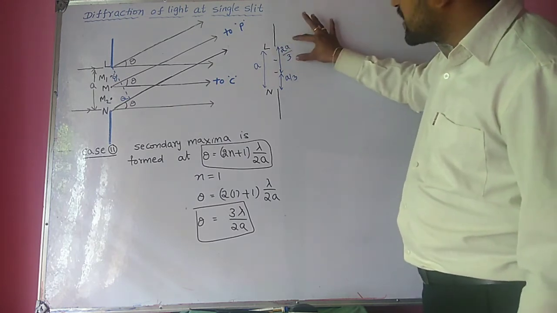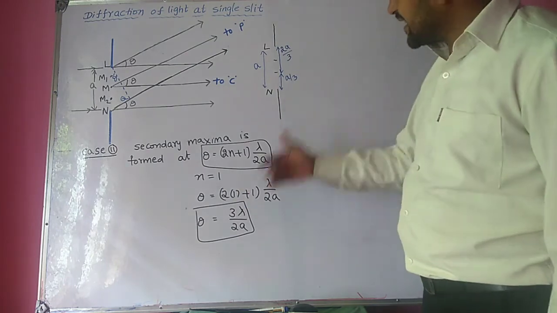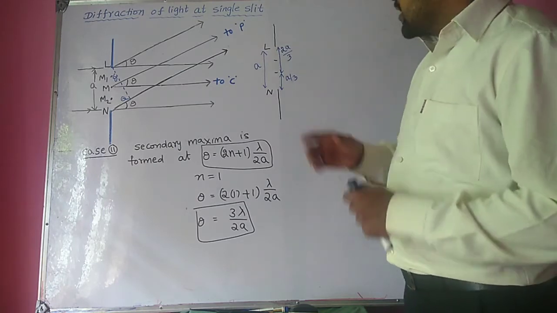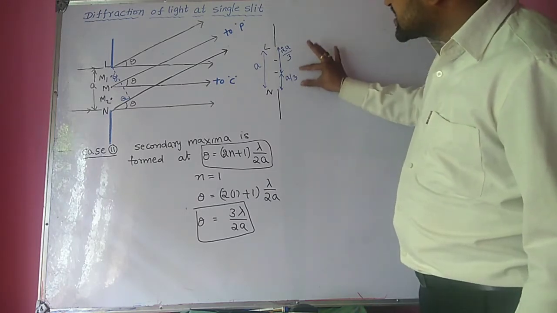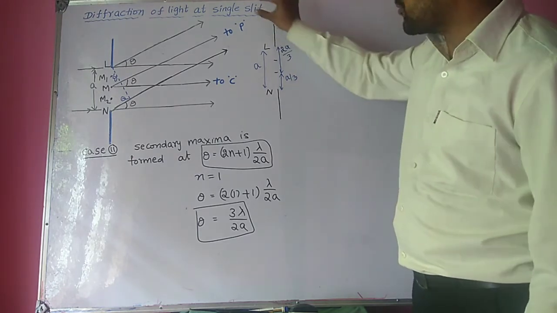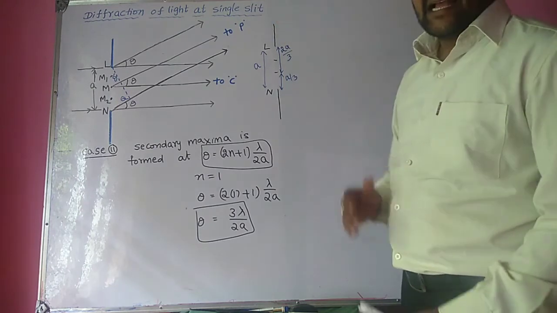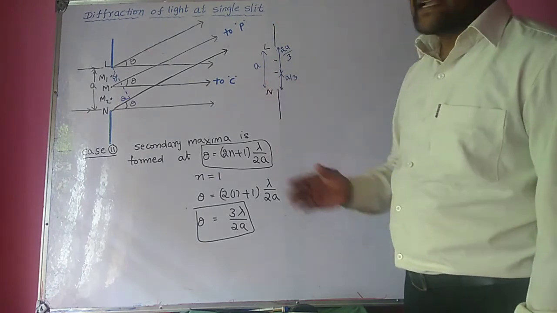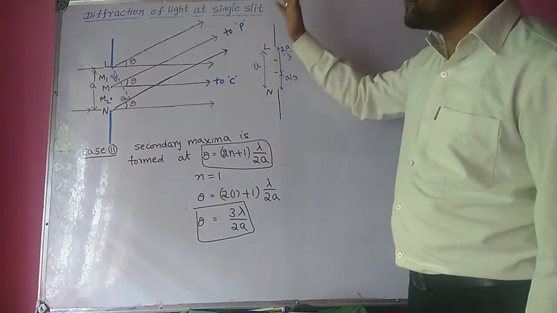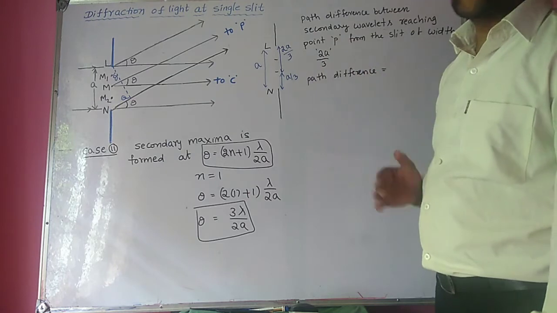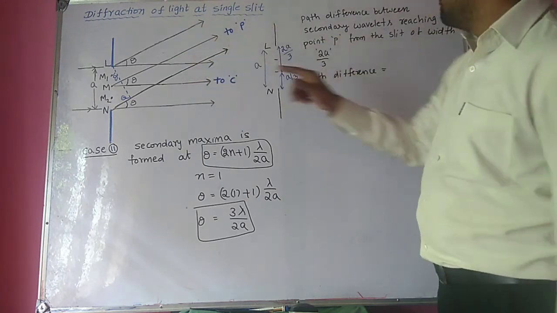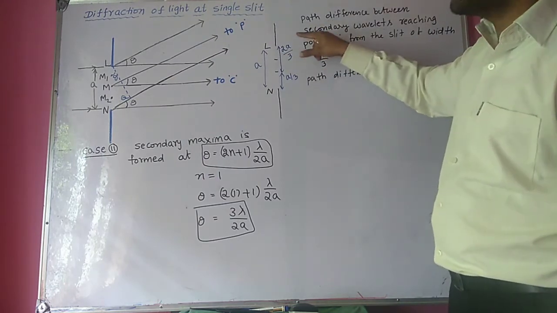Why we have taken 2a by 3 and a by 3, we can understand in the later discussion. Now, what we are going to find is the contribution of these parts at point P, the contribution to the intensity at point P. The intensity at point P depends on the path difference between the secondary wavelets reaching the point P. Now let us find the path difference between the secondary wavelets reaching the point P from the slit of width 2a by 3, that is 2/3 of the slit.